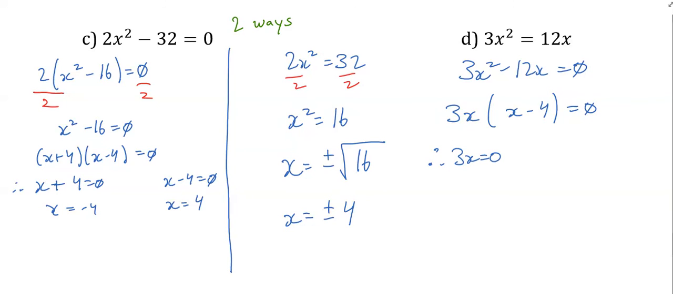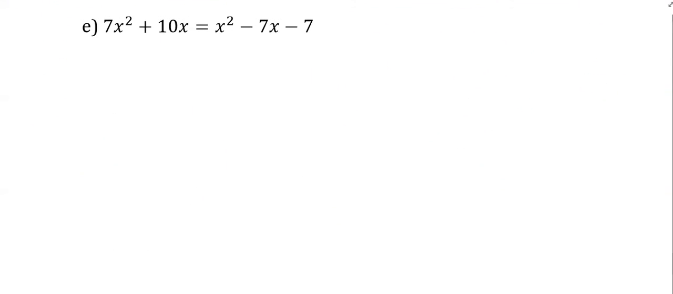What else? What's different about this one as well? Not equal to 0. So what are we going to do? We're going to make it equal 0. Very good. I'm going to move everything to the left. So I'm going to subtract x squared from both sides. And I am going to add 7x to both sides, and I'm going to add 7 to both sides.